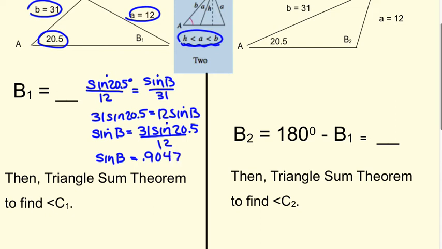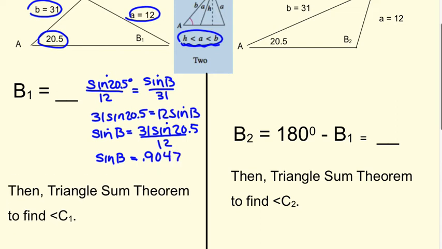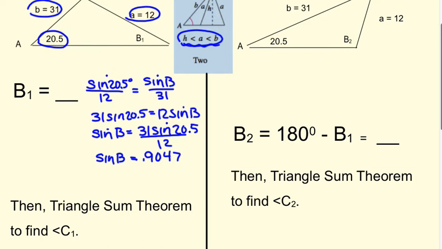0.9047. To find that angle measure, we want to use inverse trig. So we say B equals the sine inverse of that decimal, 0.9047. So second sine, 0.9047, and we get an angle measure of approximately, I'm just going to round it to the nearest degree to make it a little easier for this example, 65 degrees. So I'm going to put 65 degrees in.